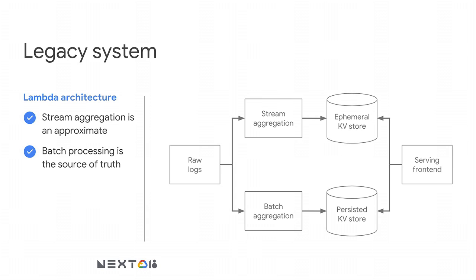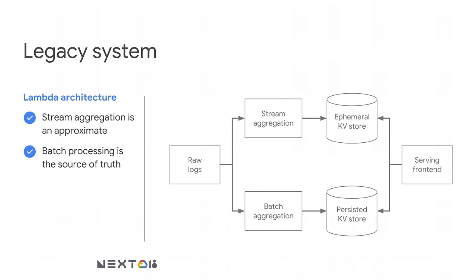If it's not available, it will try to fetch it from the ephemeral key value store that has the approximate data. There's some obvious disadvantages of running a system like this. Number one, we have two very different technology stacks. We have a stream aggregation system and a batch aggregation system that use very different technologies, and that's a lot of operational overhead.